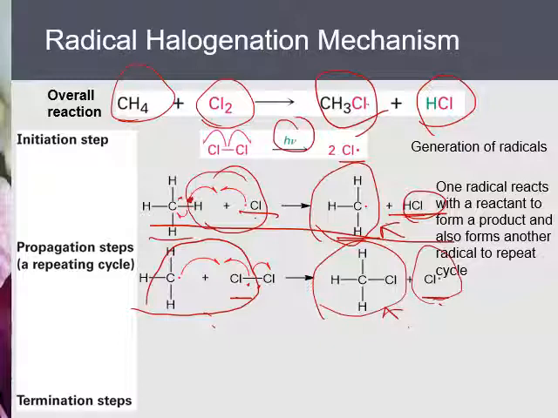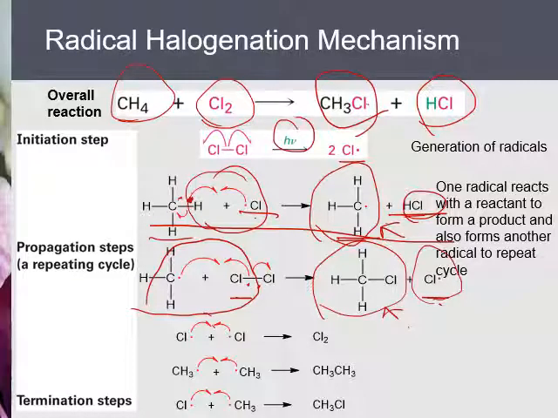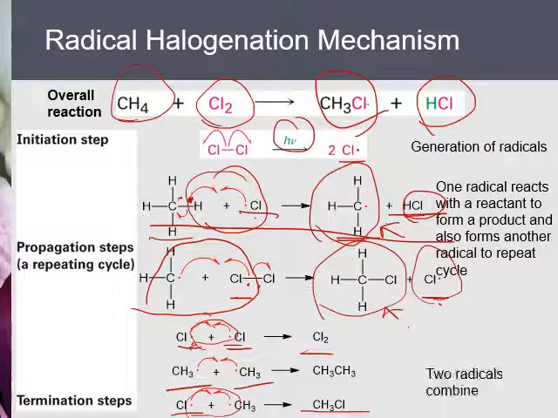Now at a certain point, enough radicals are generated. These radicals may combine. So when chlorine radicals combine, they lose the unpaired electron because they pair with each other, forming a chlorine molecule. Or two methyl radicals combine, or a chlorine and a methyl radical share the 2 electrons. They lose the unpaired electron. These are termination steps.